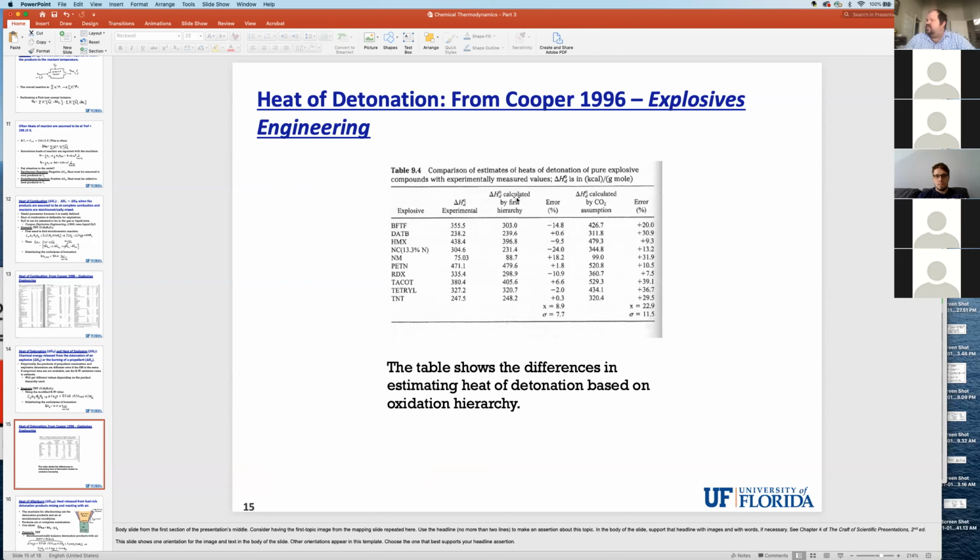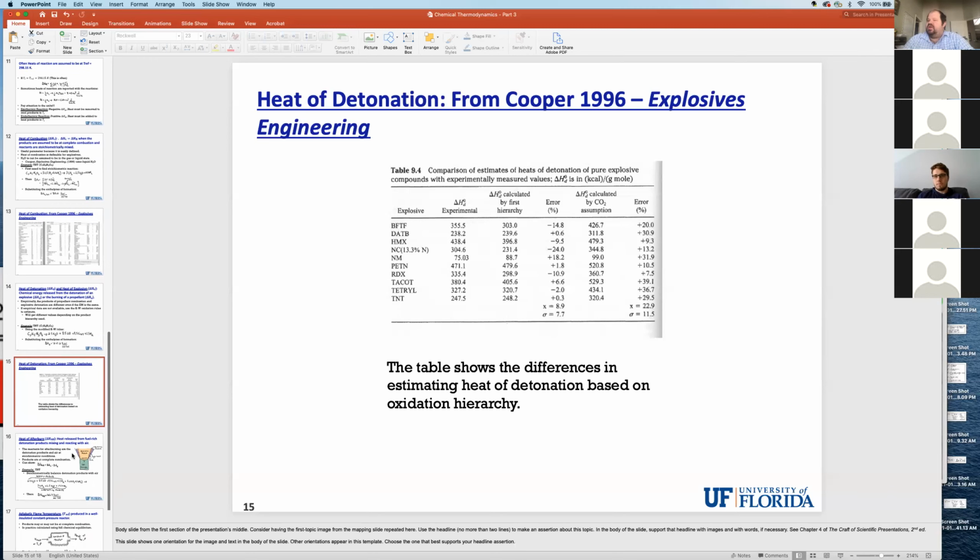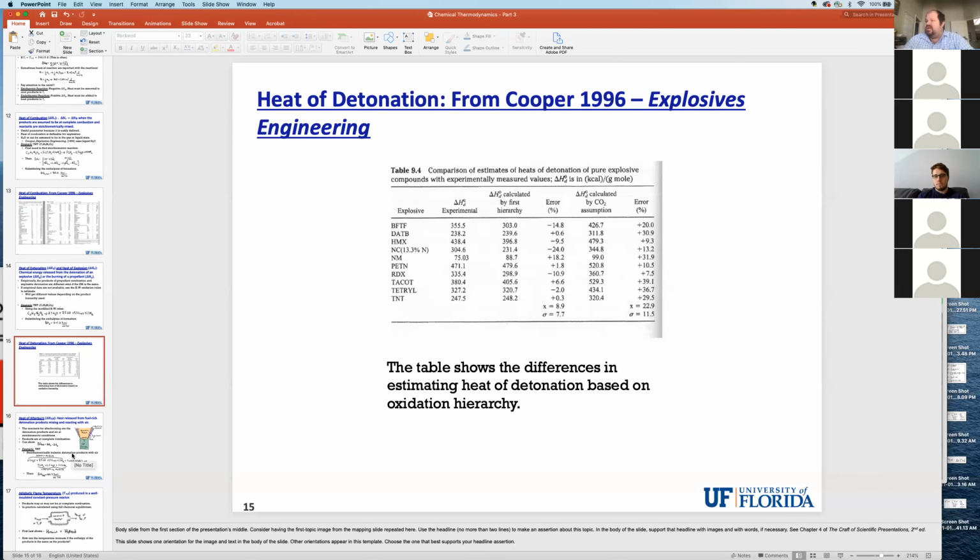Here they use the standard Kistiakowski-Wilson rule, and here they use one of the modified ones. There are multiple modified ones, and you can see that based on your product assumption, you can get massively different numbers. That's just something to be aware of. If you have access to experimental data for heats of detonation, please use those numbers, because at best, if you have to estimate it, it's a back of the envelope type calculation.